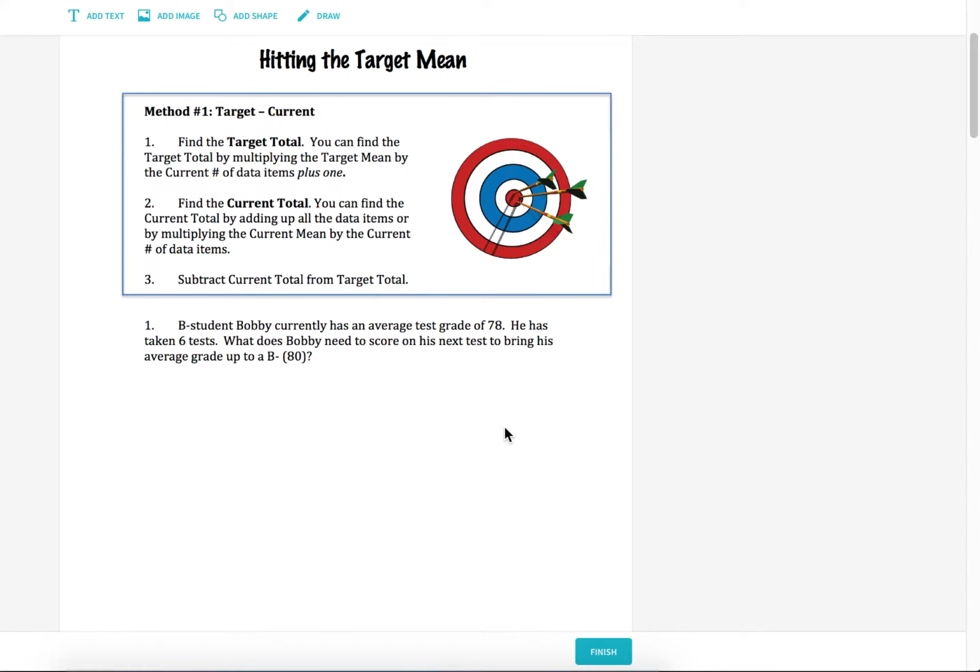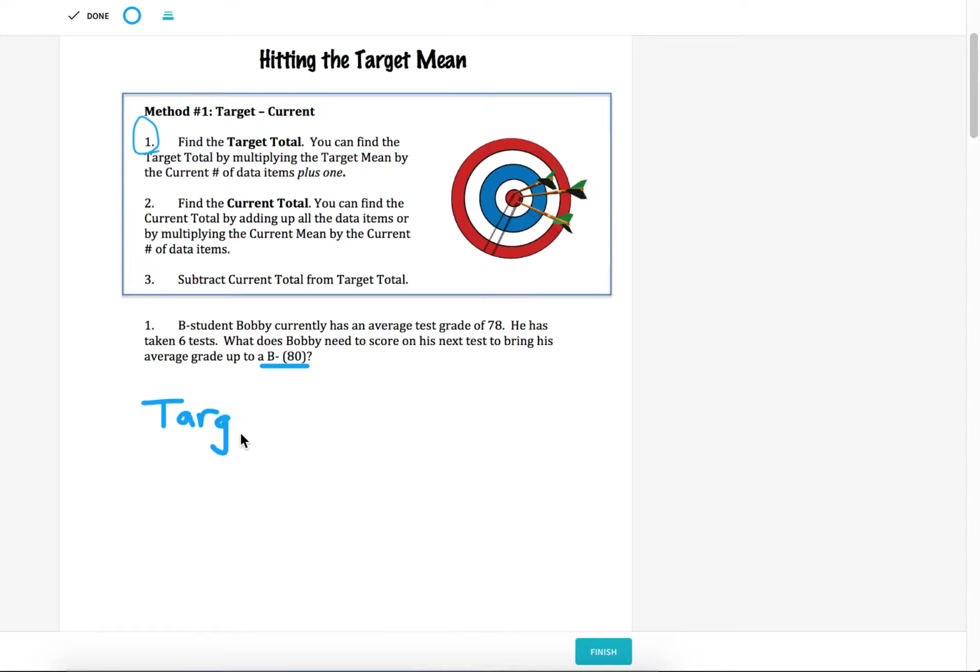B student Bobby currently has an average test grade of 78. He has taken 6 tests. What does Bobby need to score on his next test to bring his average grade up to a B minus, 80? Well, okay, so let's start with the target. His target is an 80. And he's taken 6 tests now, so his next test will be his 7th test.